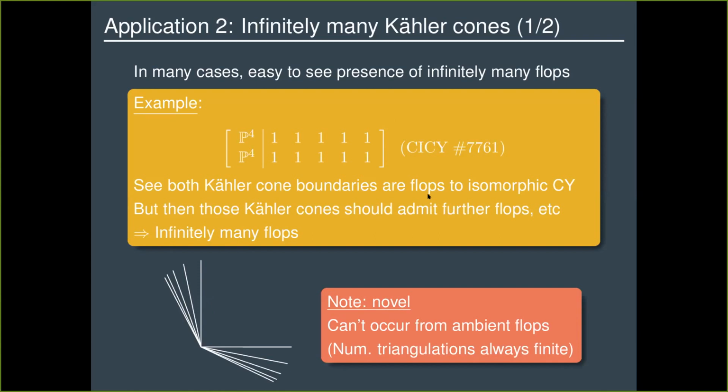This is a kind of a novel situation because this wouldn't happen if you were only considering flops from a toric ambient space. Because flops on a toric ambient space arise from changing the triangulation of your polytope that defines your ambient space, and the number of triangulations is always finite. So you shouldn't be able to perform infinitely many flops of your ambient space, so you shouldn't be able to see these kind of situations where you get infinitely many flops of your Calabi-Yau.